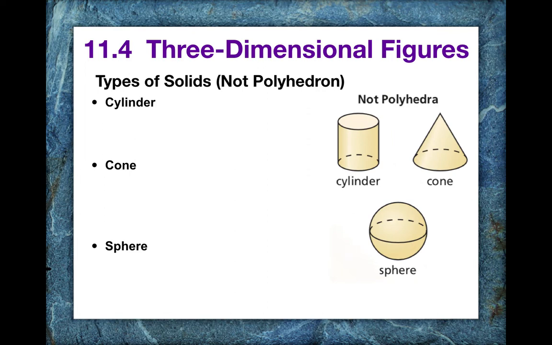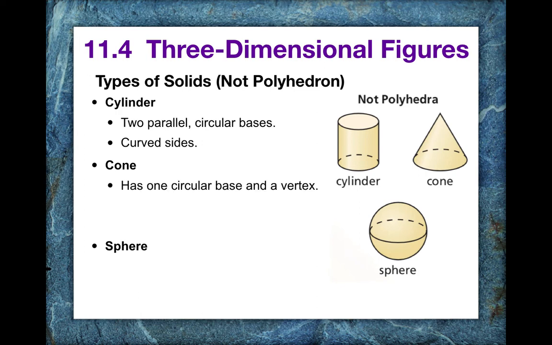The types of solids that are not polyhedrons are like the cylinder, and the cylinder has two parallel circular bases, so one base here and one base down here, and they're both circles, and they're connected by curved sides, so there's a curved side in between. A cone, on the other hand, looks like what you would expect, like an ice cream cone. It has one circular base down here at the bottom and a vertex at the top, and it's connected by a curved surface here.